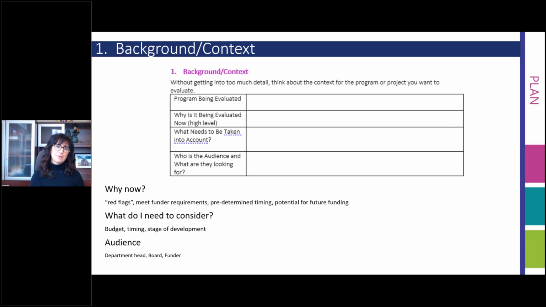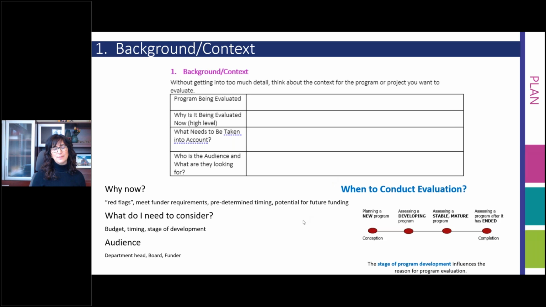Also, other things that you might want to think about: what else needs to be taken into account? For example, I have a limited budget or no budget. I want to think about what the timing of it is. Is this the right time to be doing this evaluation, perhaps as that cycle ends? And what stage of development is it at? So here you might want to think about, for example, is it a new program? So is it a needs assessment, a concept? Are you wanting to assess how the program was developed? Is it a program that is more stable and mature, or it's at the end?